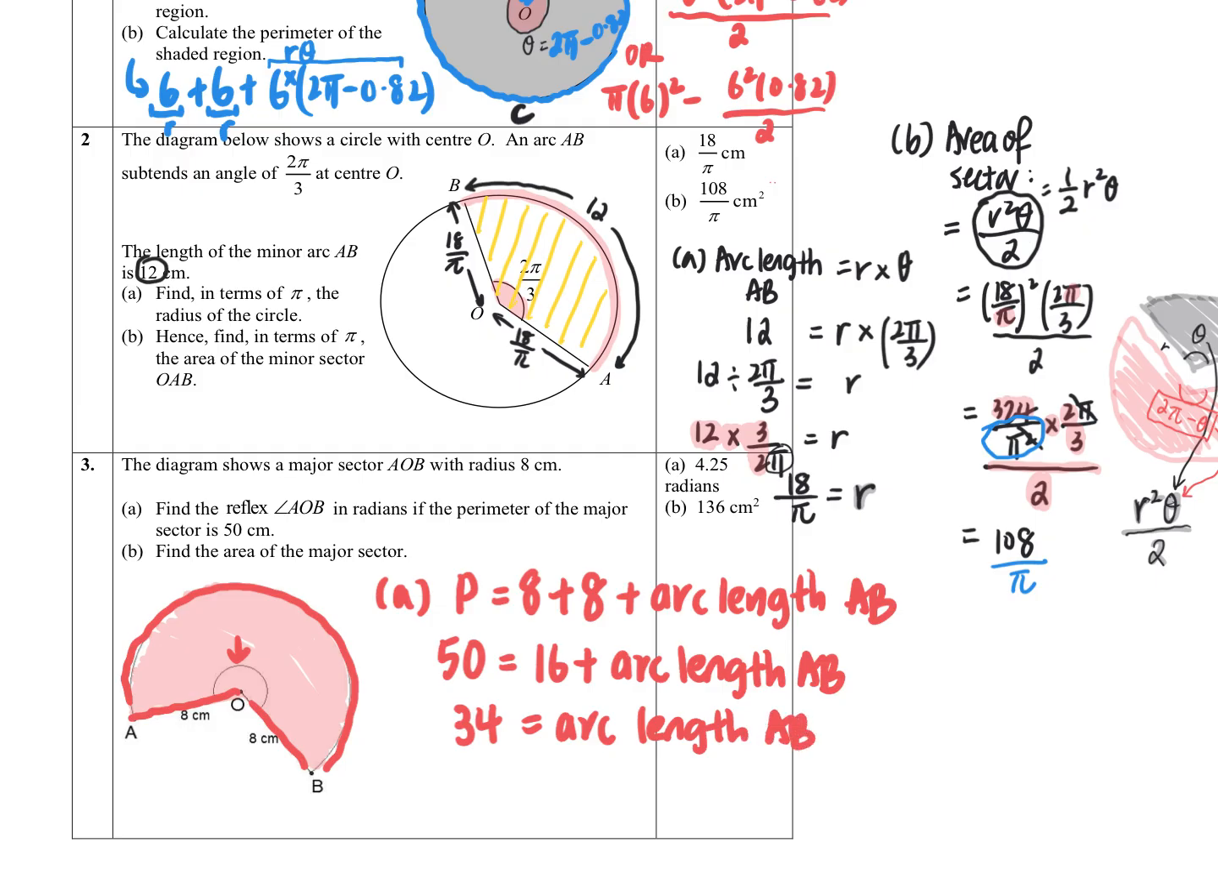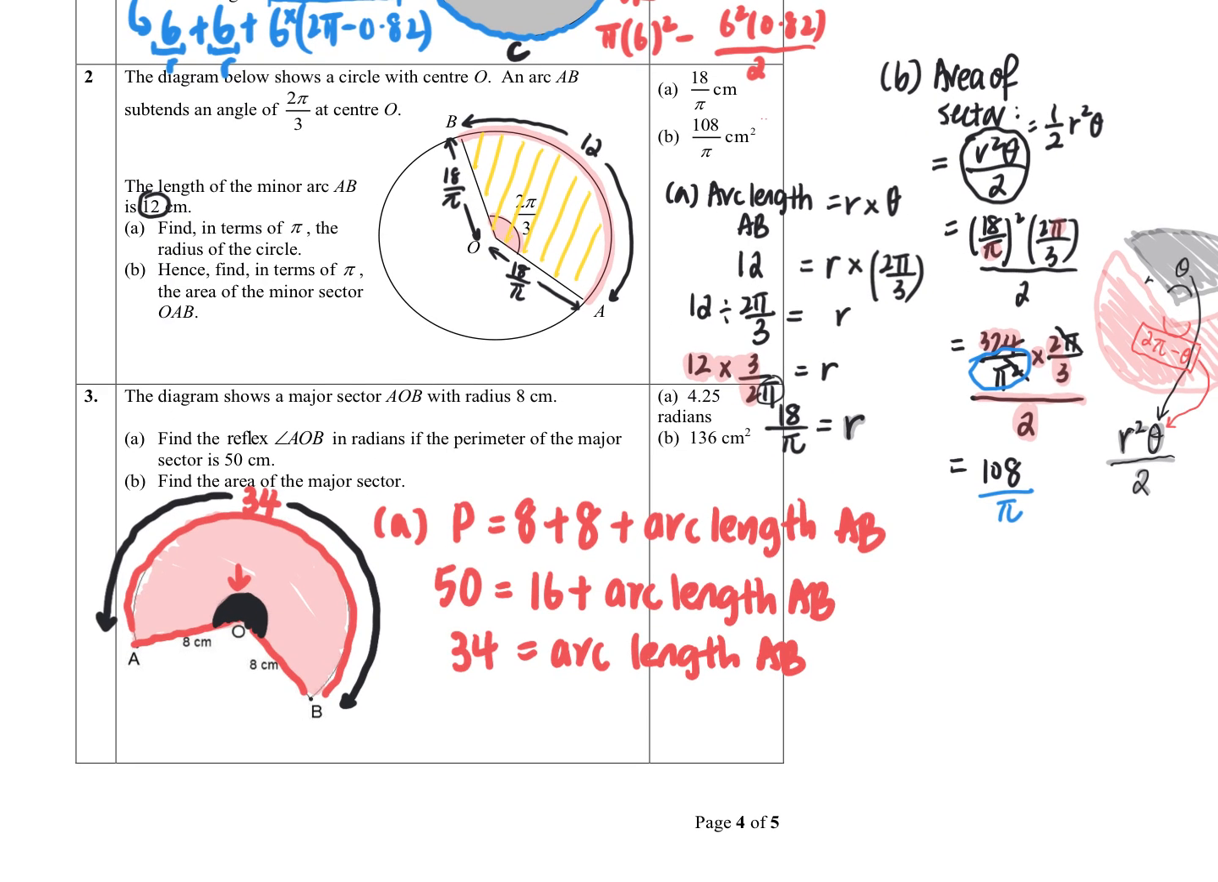Okay, but we are not done yet because we want to find the angle. But all you know is this is 34. So what is the formula to find arc length? Theta over 360 times 2 pi. Okay, but what if it's in radians? What formula is that? R theta, very good. So arc length is radius times theta gives me 34.